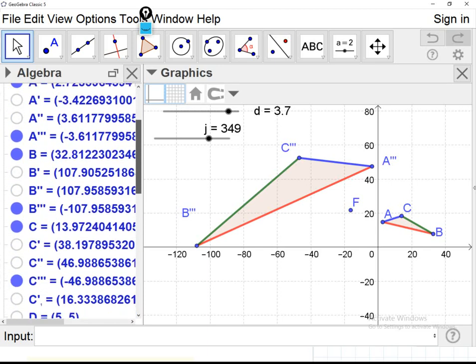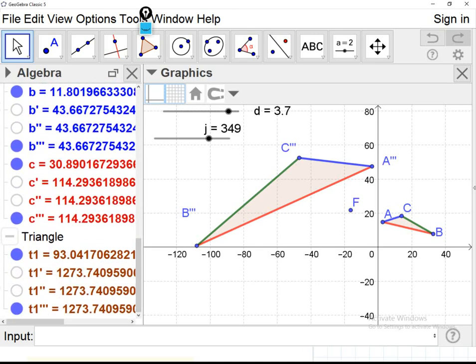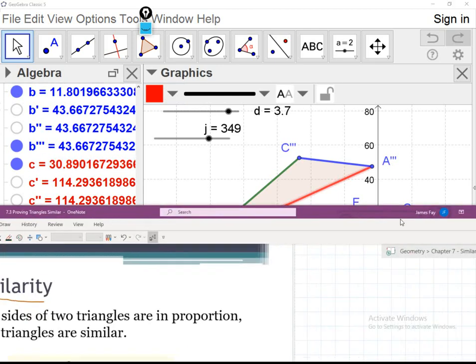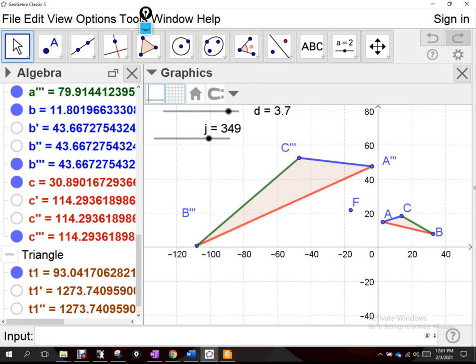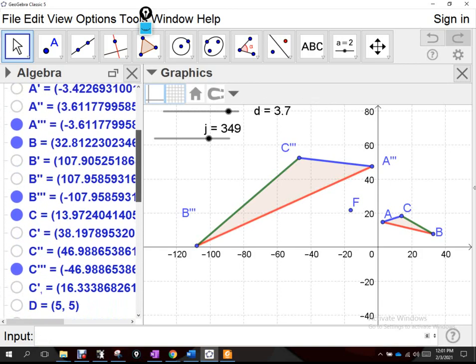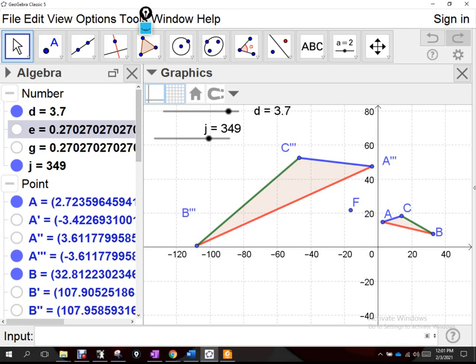Let's go red compared to red. When I highlight that C, it's referring to that one, and then C triple prime. So let's go C divided by C triple prime. Enter. Did that give us the same 0.27 number? Does that make sense? So green to green gave me 0.27, red to red gave me 0.27.